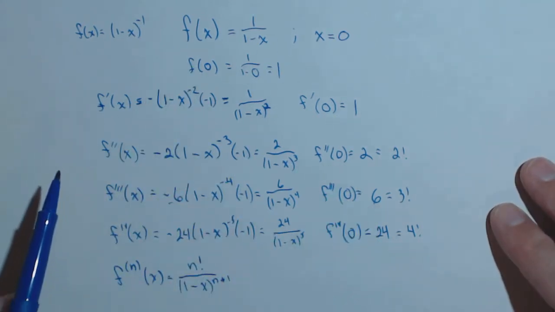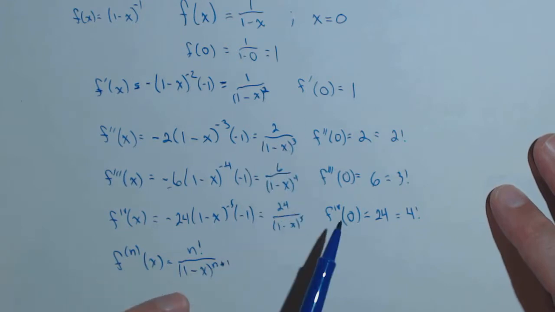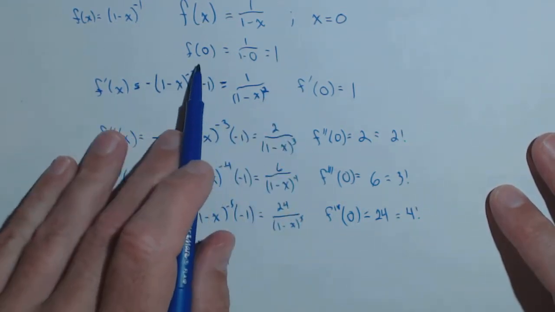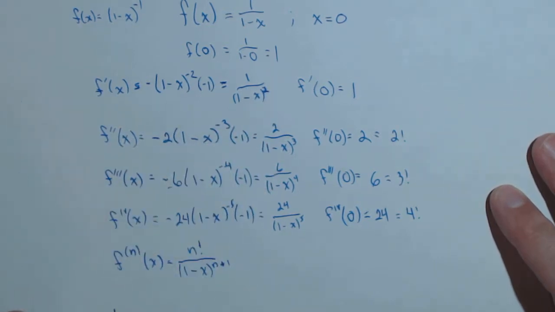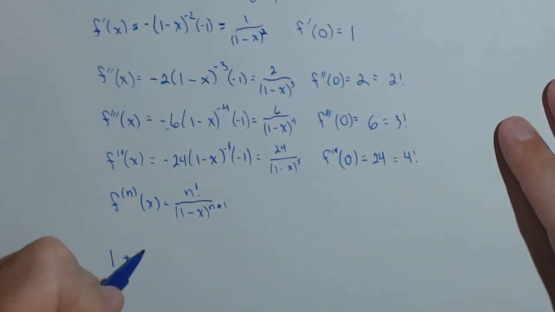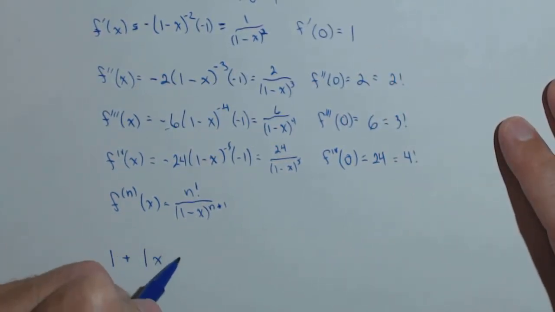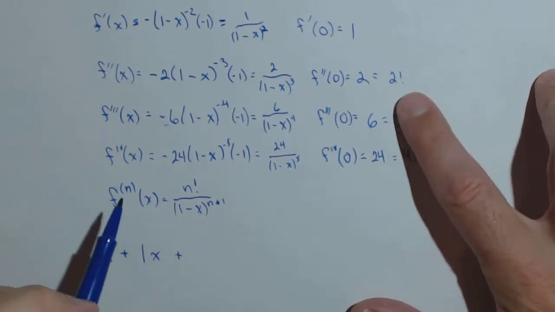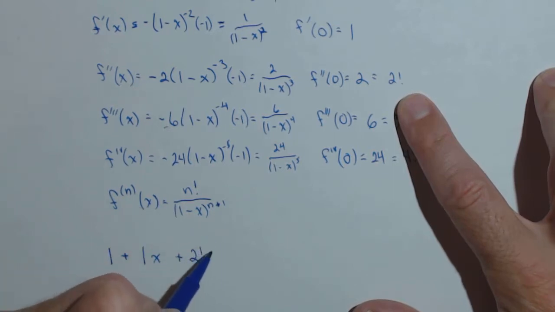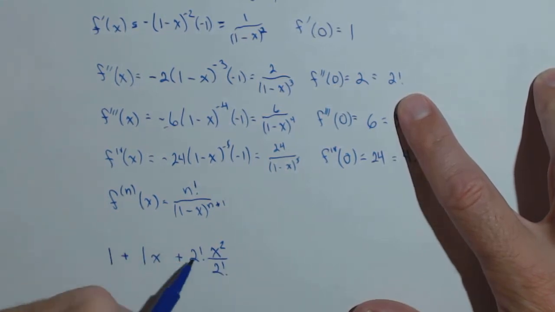Now we can start to write out what our Taylor series looks like. We've got the first few terms, and so let's see what this is going to look like. So we're going to start with f of 0, which is 1, plus now f prime of 0, so that's going to be 1 times x to the first. All the terms will be positive. Now we have 2 factorial times x squared over 2 factorial. So these are my coefficients that I'm writing out front. These are the terms from the Taylor series.